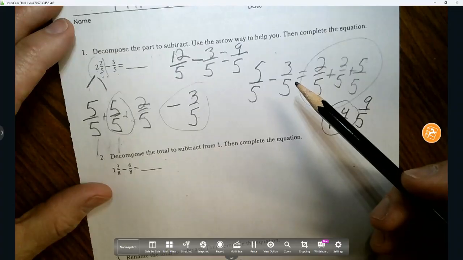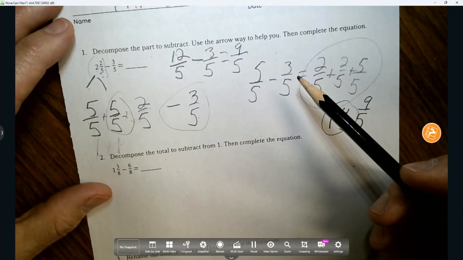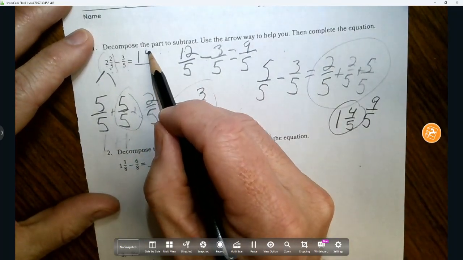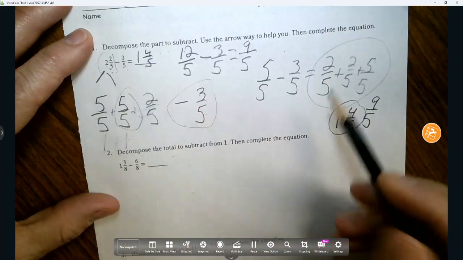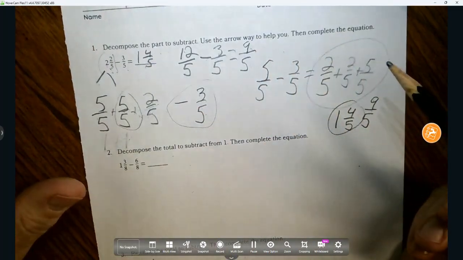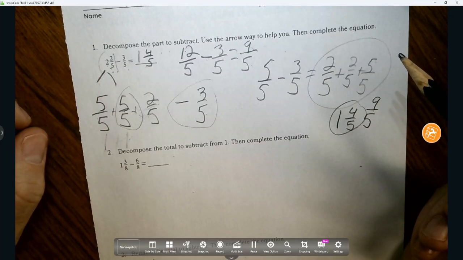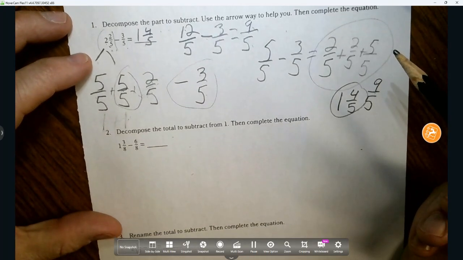I don't want to tell you just one way to do it because, again, in my opinion, at the end of the day, as long as you can solve this problem, that's all I care about. 1 and 4 fifths is our answer. If you leave it as 9 fifths, your teacher might be okay with that. I'm a little pickier on that. I want to go back to a mixed number because we were using mixed numbers. I don't want an improper fraction.